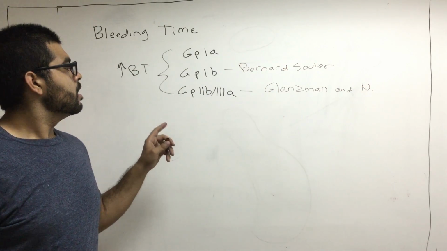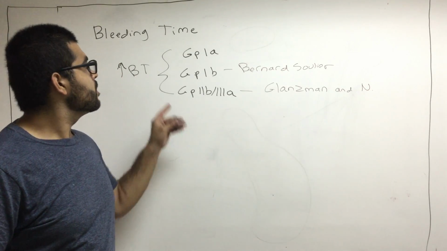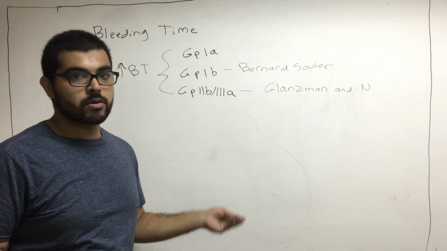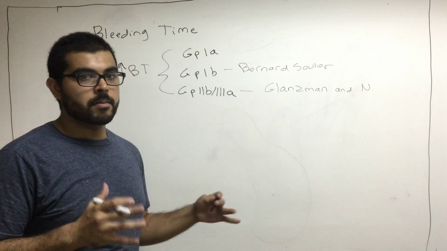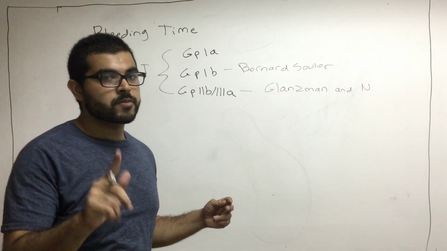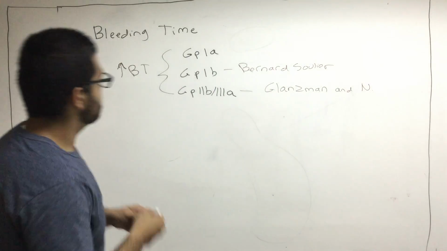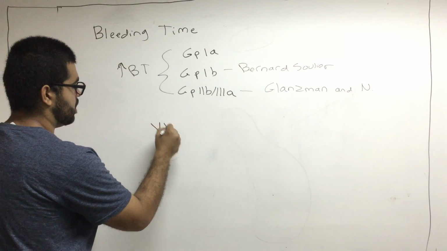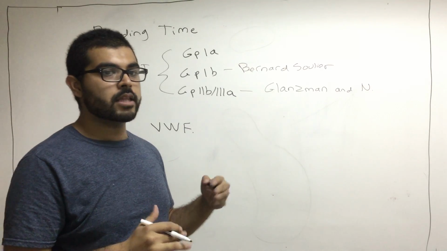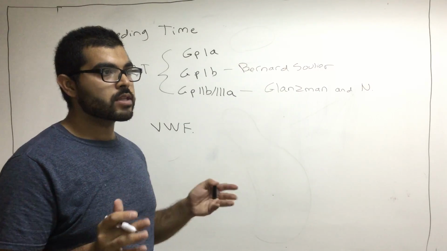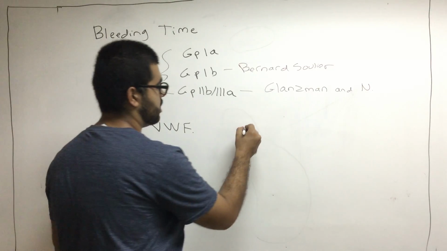Well, our von Willebrand factor is also part of the platelet plug. So if you have a defect in that, that will also increase your bleeding time. But von Willebrand is a very special case. So this is part of the platelet plug, so we know for sure that if we have a defect in this, our bleeding time will increase.